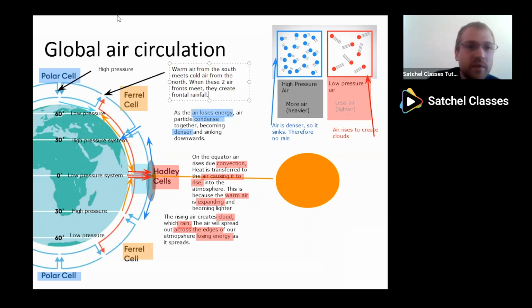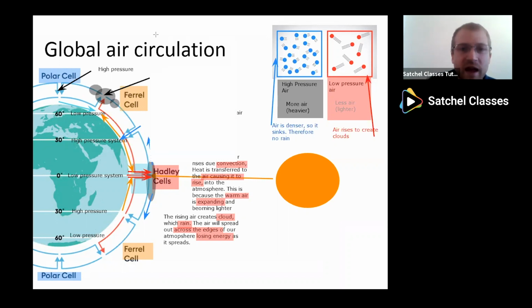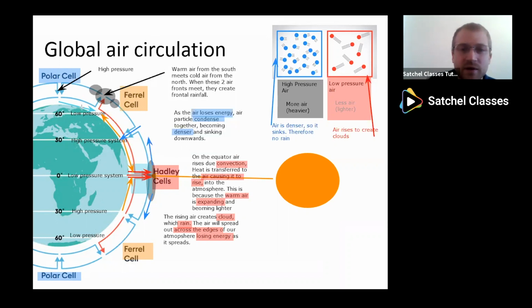Okay, so in this place, we can see that where air is rising, it's low pressure, we're going to find that clouds are created there. They'll gradually lose energy and rain itself out, and our air, which now has no energy, will move. It will move along.